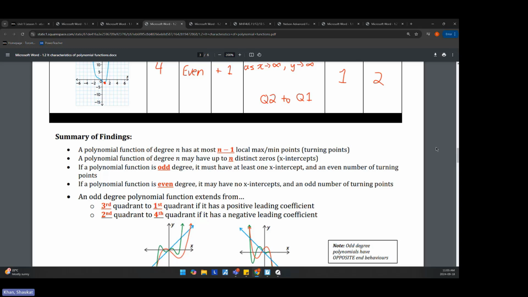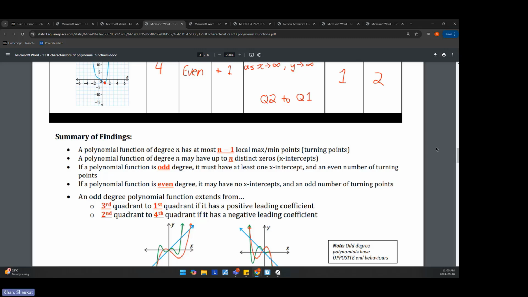But we have 2 more points of information that are very important, crucial pieces of information. So if your polynomial function is odd degree, it must have at least 1 x-intercept and an even number of turning points. So now using this knowledge, you can actually figure out what the degree is if it's unknown to you, because we know that odd degrees have to have at least 1 x-intercept. So automatically, if the graph doesn't have any x-intercepts, we know that it's an even degree.